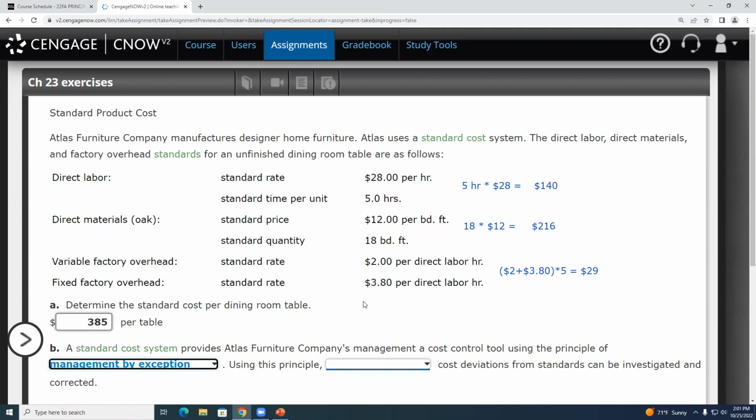We see how close did we get. Using this principle, major cost deviations from standards can be investigated and corrected. Again, there's no requirement from an accounting standpoint that we investigate the variances. And so the company is going to decide, is this a big enough exception that it warrants spending more time tracking it down?